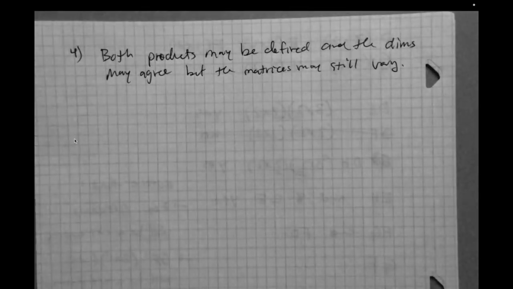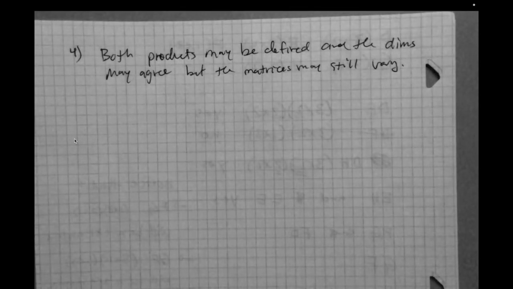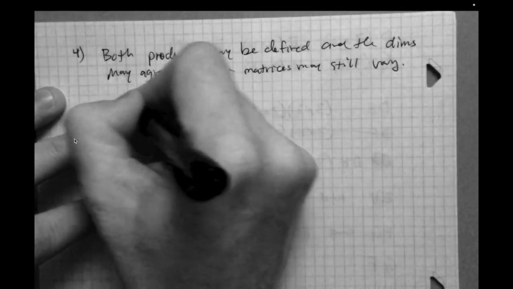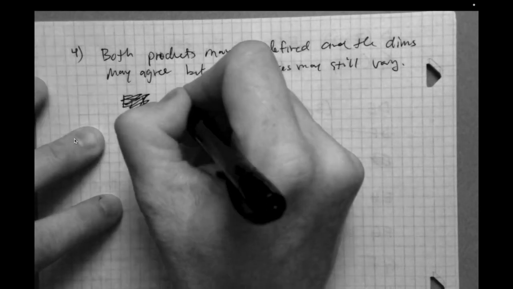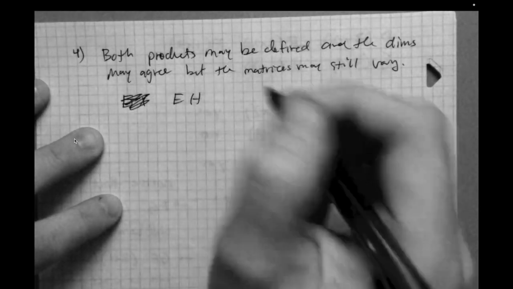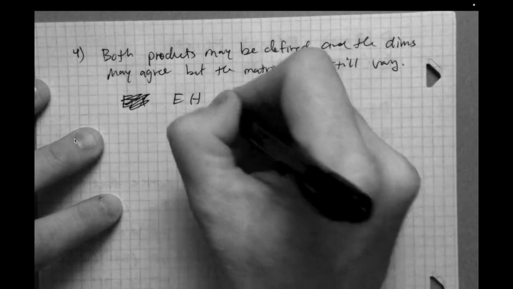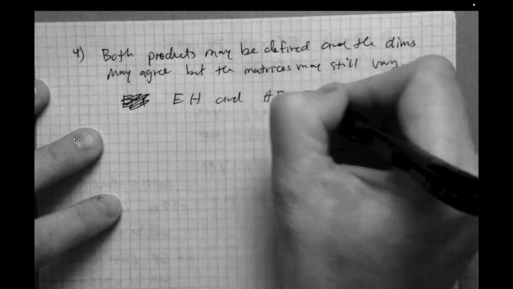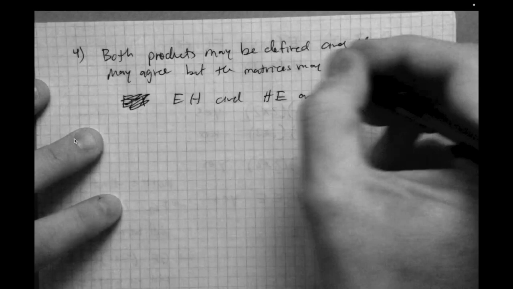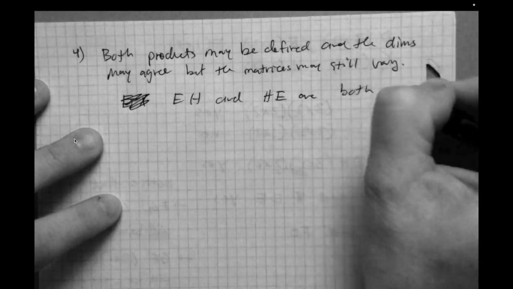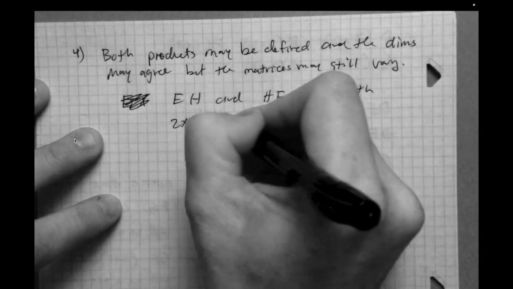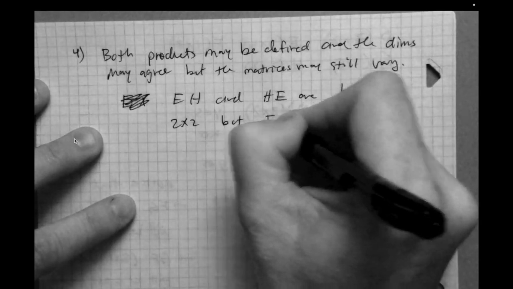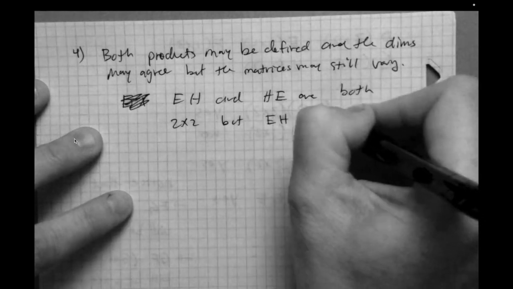Okay, and so an example there is EH and HE. Oh, I keep writing EX. EH and HE are both 2 by 2, but they do not agree. EH is not equal to HE.